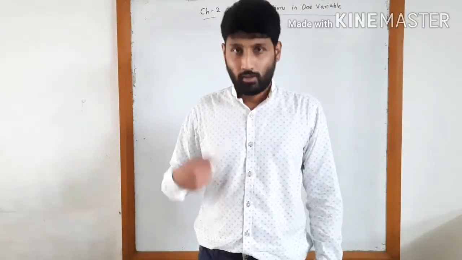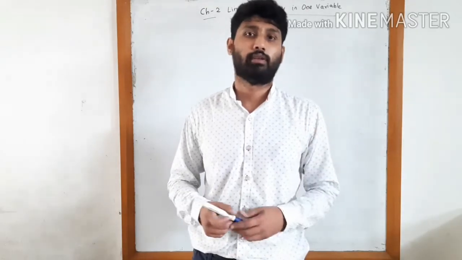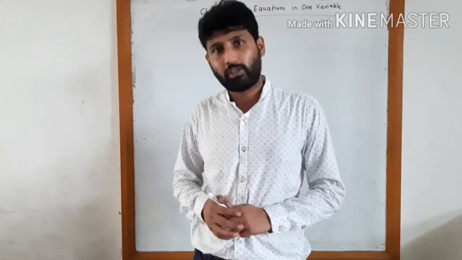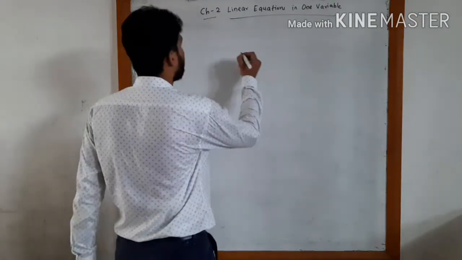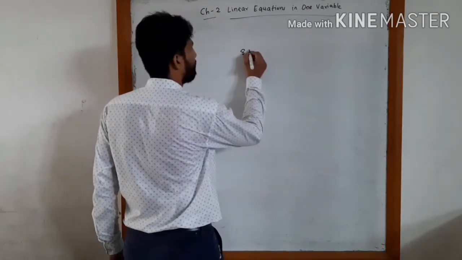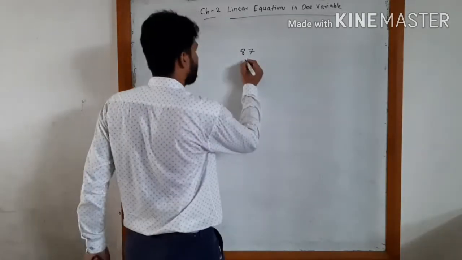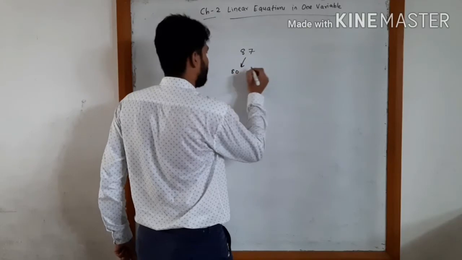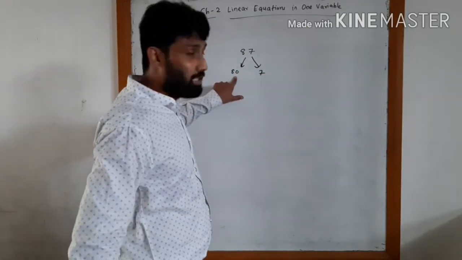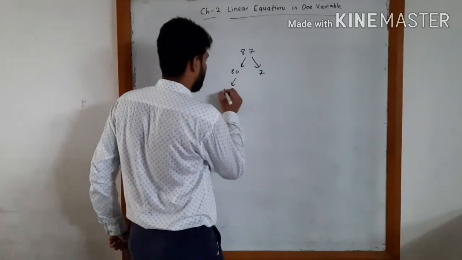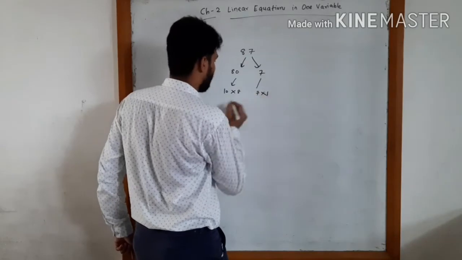Hello students, before we move on to the next problem, let us discuss certain things which will be useful in solving the next problem. So suppose we have a two-digit number called 87. You know that this number is 80 plus 7, and 80 is 10 into 8, 7 is 7 into 1.